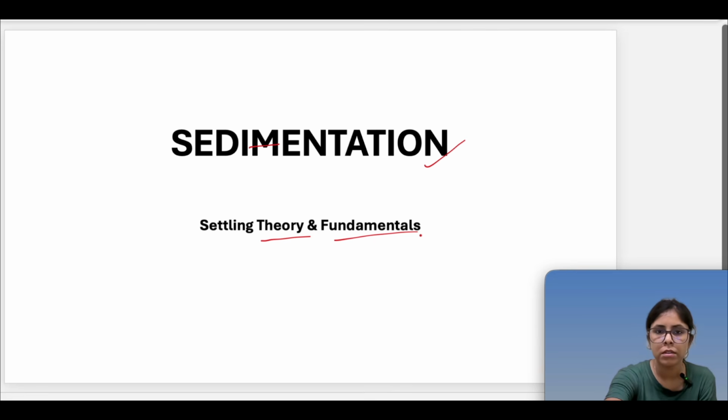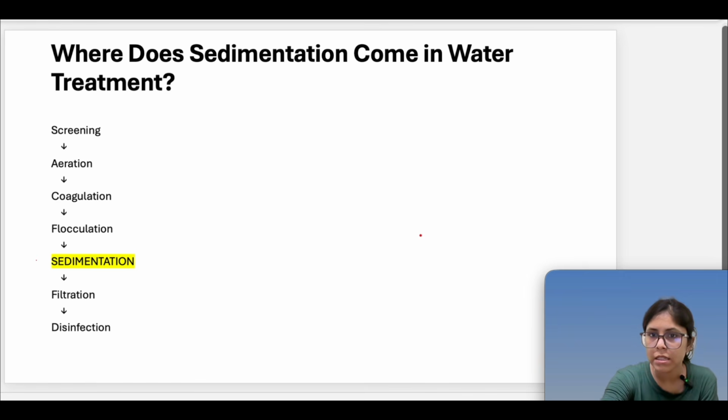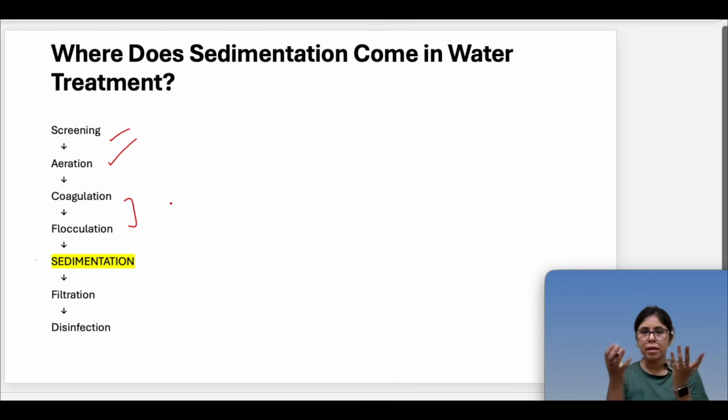Okay, so let's see where sedimentation comes in water treatment. So you will be doing the screening that we did, aeration we did, coagulation and flocculation, which is nothing but adding certain chemicals so that sediment and the suspended particles come closer and become bigger in size and settle down easily. And after coagulation and flocculation, we come to sedimentation, where we are going to focus in today's lecture. Okay, and then we'll be having filtration and disinfection. So we'll see that in later parts of the series.